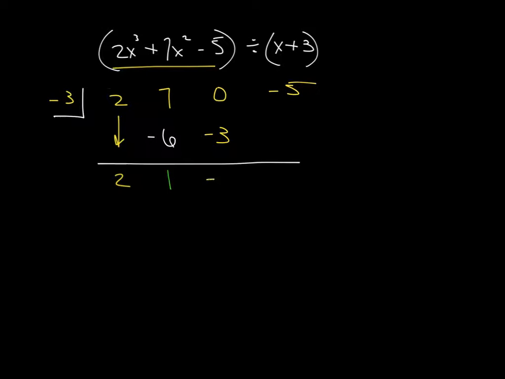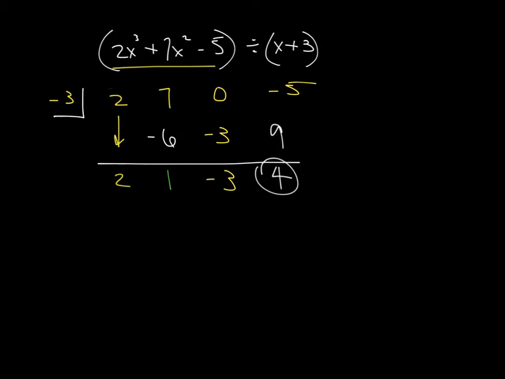Add. Negative 3 times negative 3 is positive 9. It goes right there. Add. Okay, at this point there's nothing left. That last number is the remainder. Since there is a remainder of 4, this is not a factor of that, but they didn't ask for that. They asked what the quotient was. If you take this divided by this, what do you get? All right, this is all I care about.